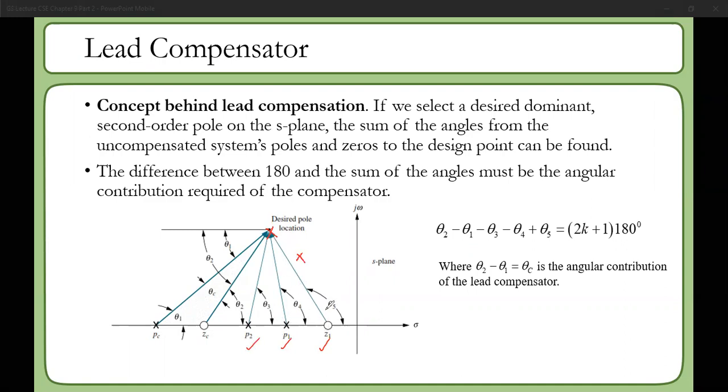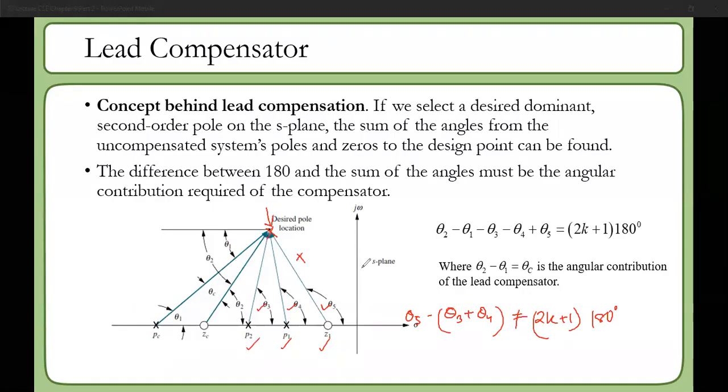So now the contributions of those will be theta 3, theta 4, theta 5. Definitely, since we move to a different location, the summation of theta 3 and theta 4, since these are the pole angles, has to be subtracted from your zero angle, that is theta 5. So this will no longer be an odd multiple of 180 degrees. That means this point here is not on the root locus.